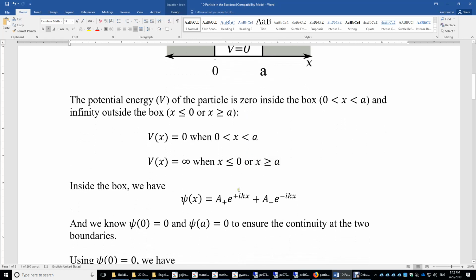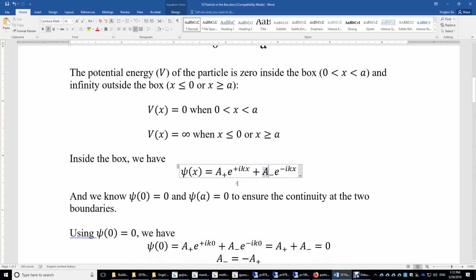Inside the box, it's a free particle, therefore we use the same wave function here, a linear combination of e to the power of ikx and e to the power of negative ikx. But also we know this, at the two boundaries, this wave function equals 0 when x equals 0 or when x equals a. This is to ensure the continuity at the two boundaries. So we'll use these two boundary conditions.